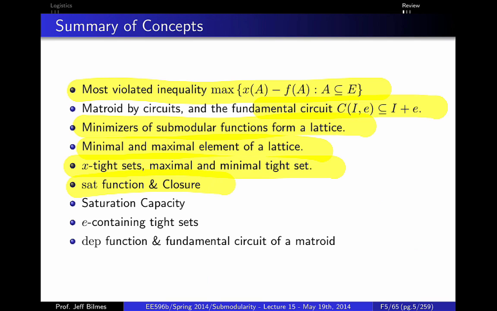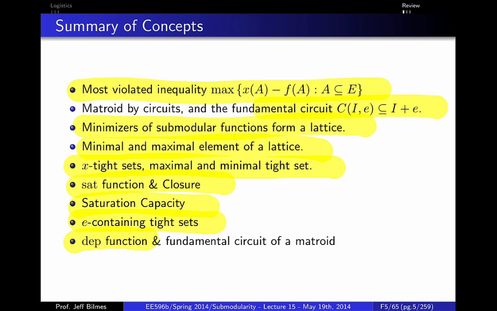We have the sat function, and how it generalizes the matroid closure. The saturation capacity, which is, for those elements not in sat, how much more you can move within the polytope, not leaving the polytope, in those particular directions that are not in the sat set. The notion of the E-containing tight sets, which constructs a sublattice, and then also the depth function, which we saw as a generalization of the fundamental circuit of a matroid.